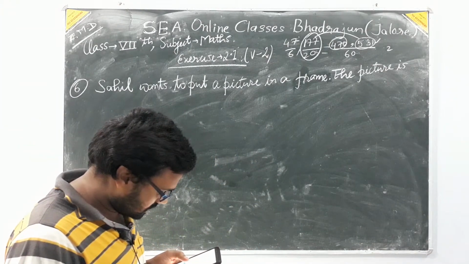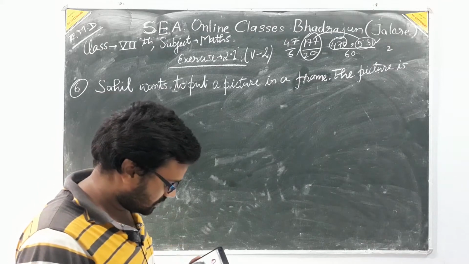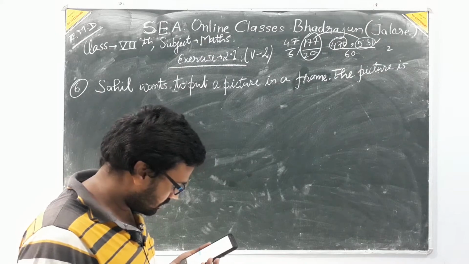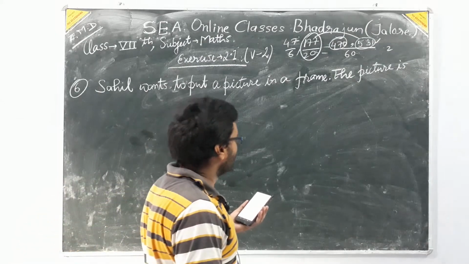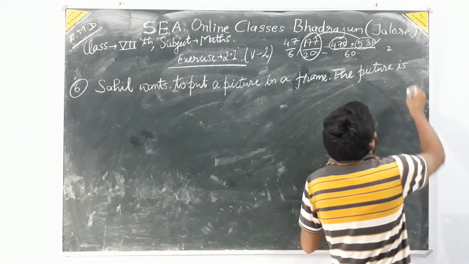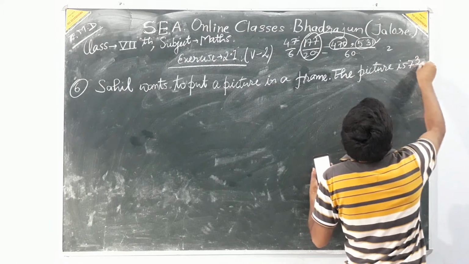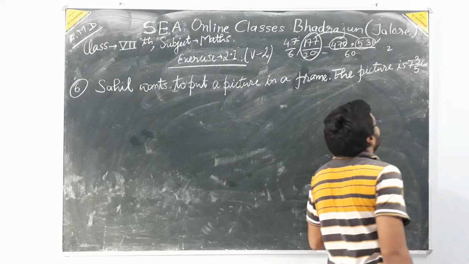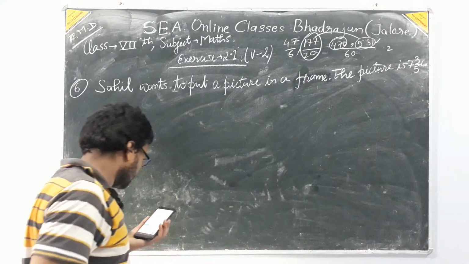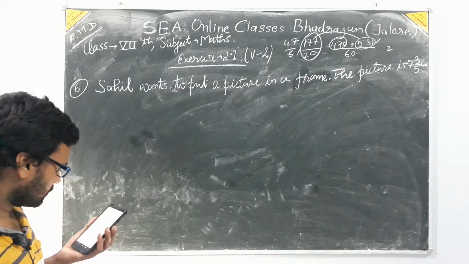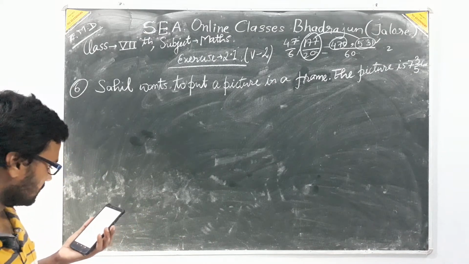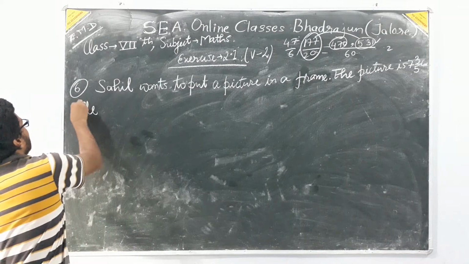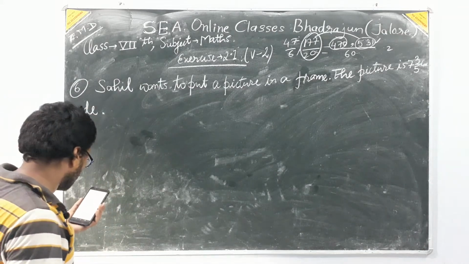Sahil wants to put a picture in a frame. This picture is 7 whole 3 by 5 centimeter wide. Okay, now what we will see is Sahil wants to put a picture in a frame. This picture is 7 whole 3 by 5 centimeter wide.